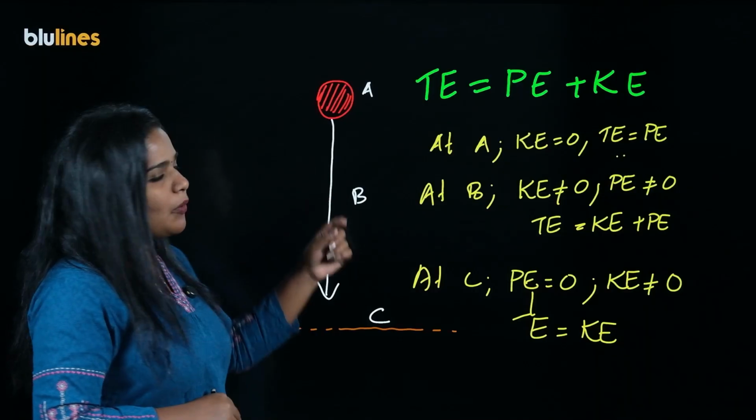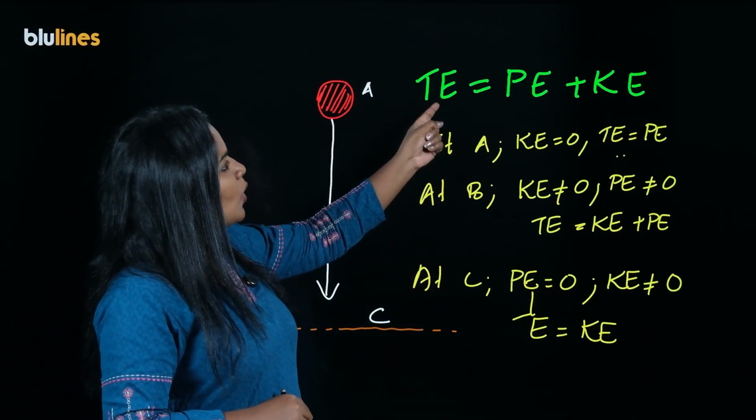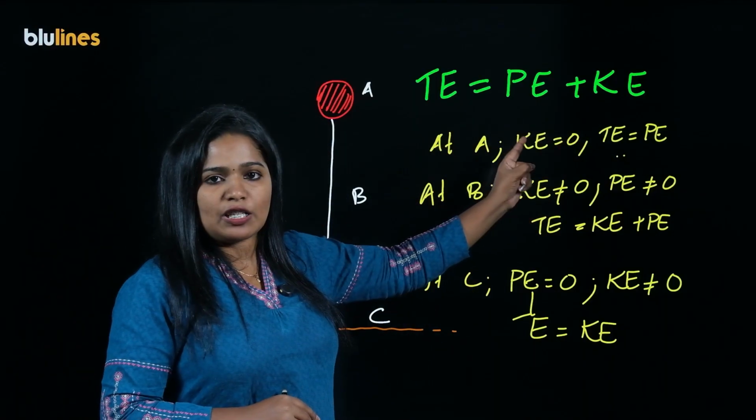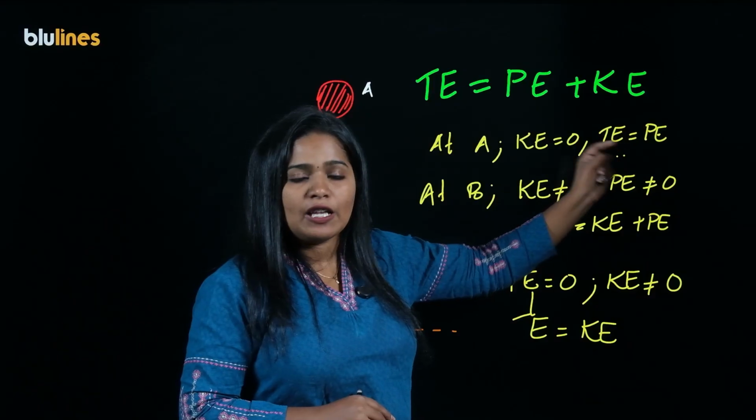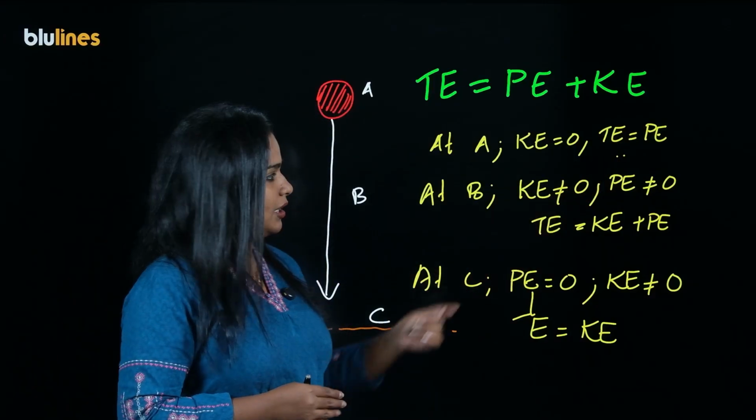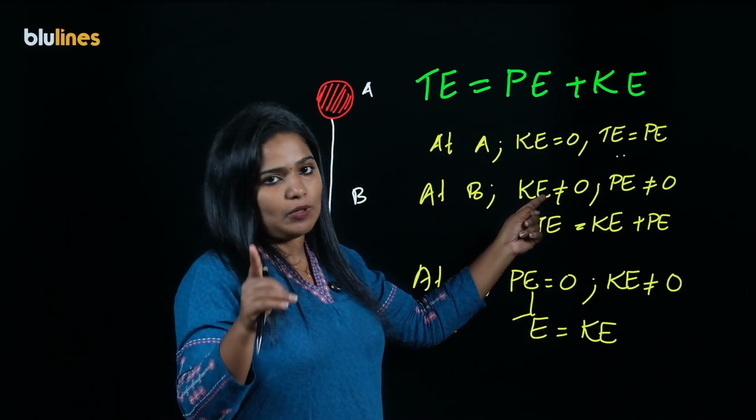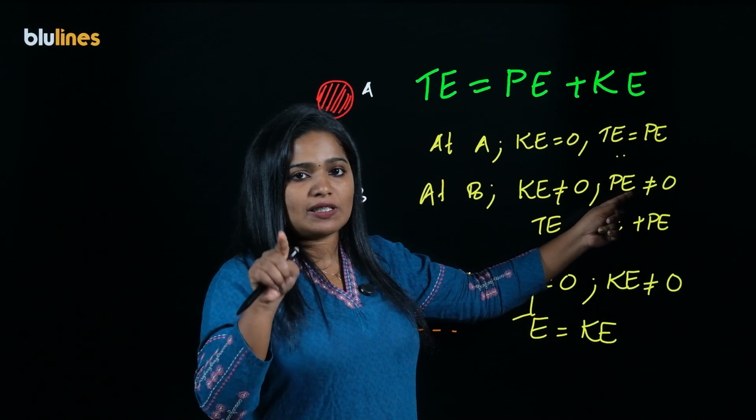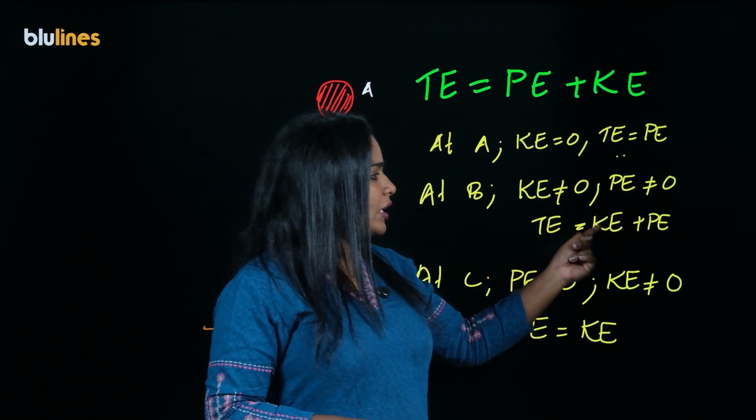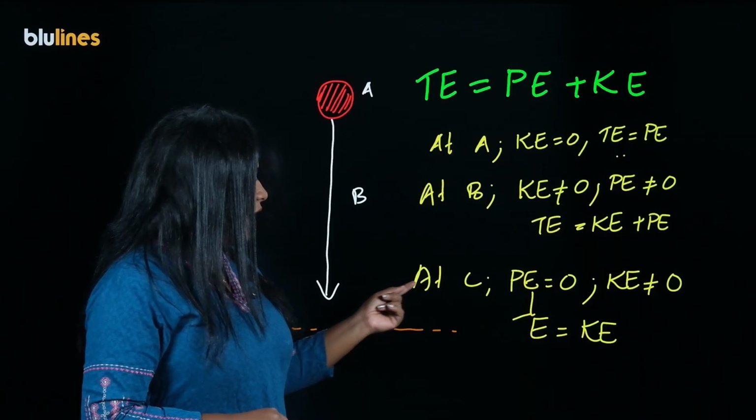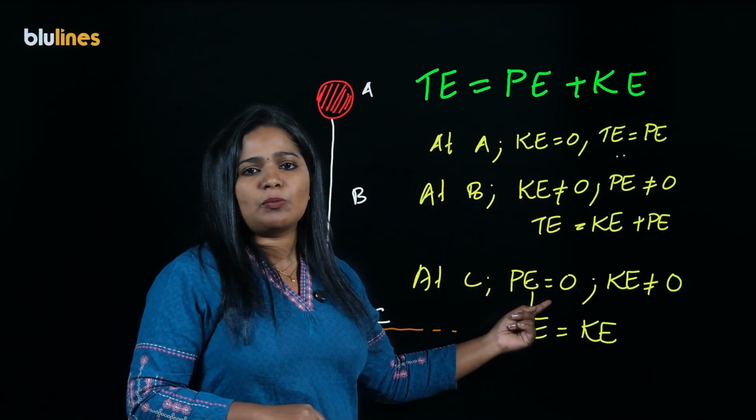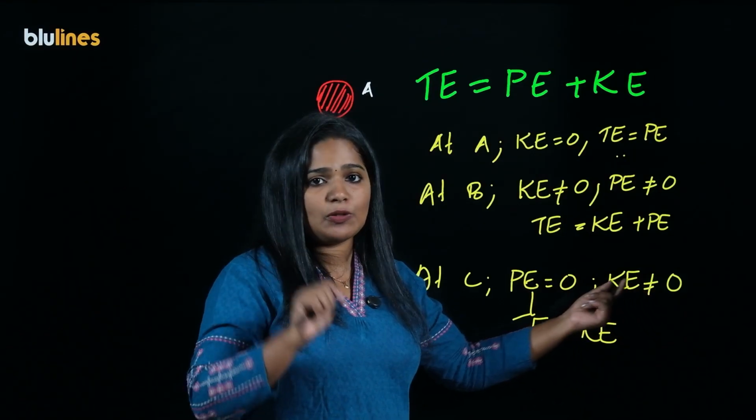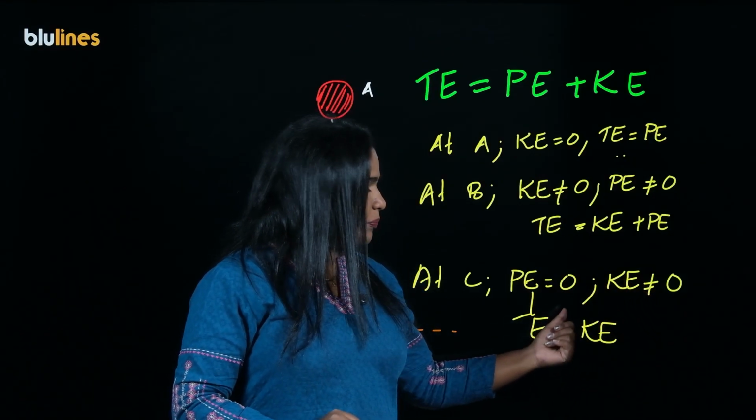With this example, we are going to see some important points. Total energy is equal to potential energy plus kinetic energy. At A, there is no kinetic energy, but there is potential energy, so total energy is equal to potential energy. At B, kinetic energy is not equal to 0 because it has some velocity, and potential energy is not equal to 0 because it has some height. So total energy is equal to kinetic energy plus potential energy. And at C, potential energy is equal to 0 because h is equal to 0. Kinetic energy is not equal to 0 because the ball has attained maximum velocity. So total energy is equal to kinetic energy.